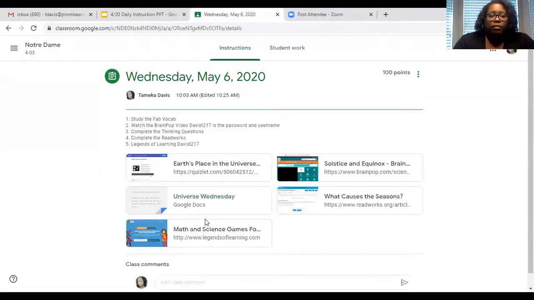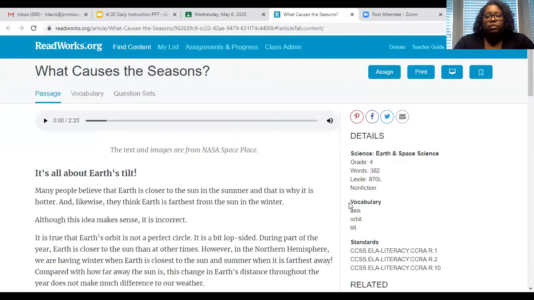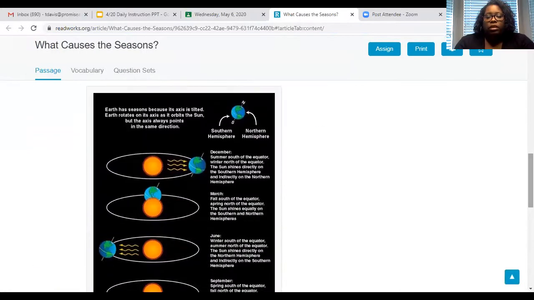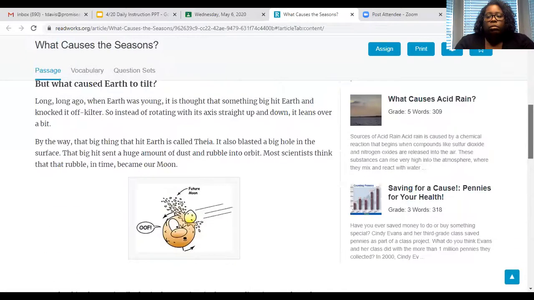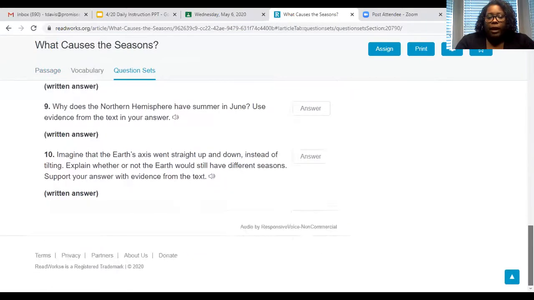You'll close this out, and then the next thing it says to do is to go to ReadWorks. And the ReadWorks is What Causes the Seasons. Some of you did not finish the ReadWorks from yesterday, well, no, Monday. And so you can finish that one as well. And then you also have this one. It's relatively short, and it's only 382 words with a diagram. So once you finish that, make sure you go to the question set and then complete the questions. And then after you complete the questions, press the submit button. It'll be a gray button at the very bottom of the page. It'll be down here. It'll say submit. Okay.